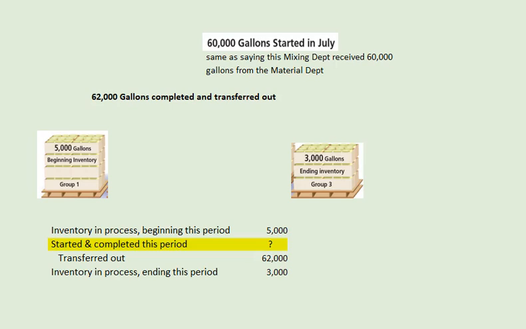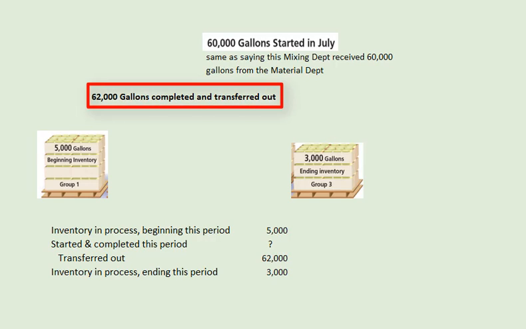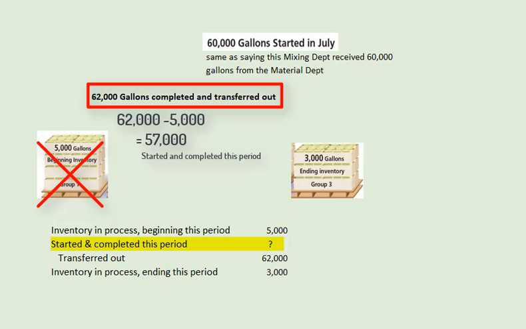First, you know 62,000 gallons was completed and transferred out. And if 62,000 gallons was completed, when there is 5,000 in work in process at the beginning of the period, then taking 62,000 minus 5,000 will get you 57,000 that is started and completed this period, and 57,000 is the answer.